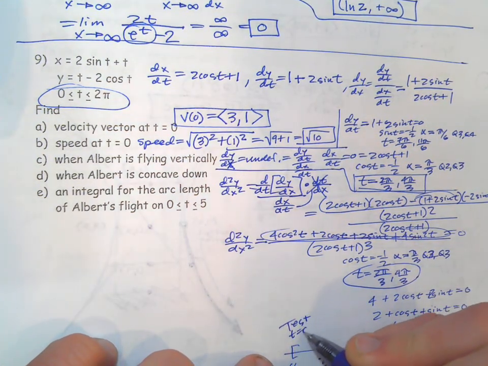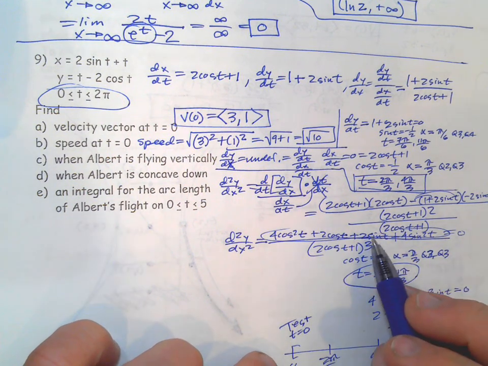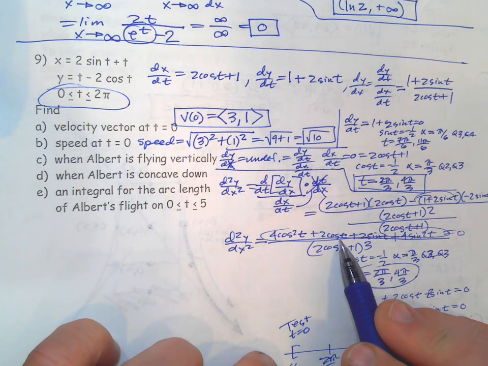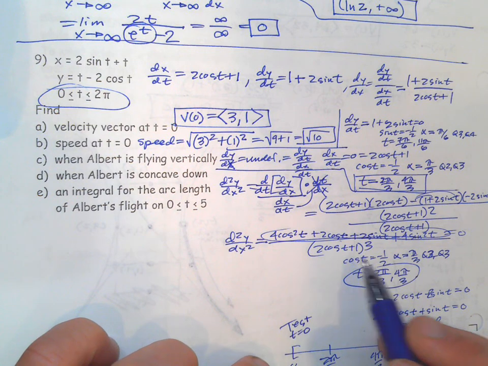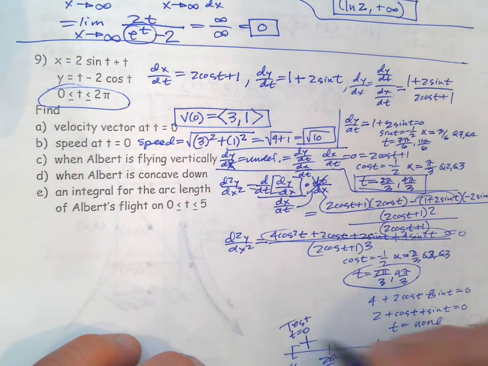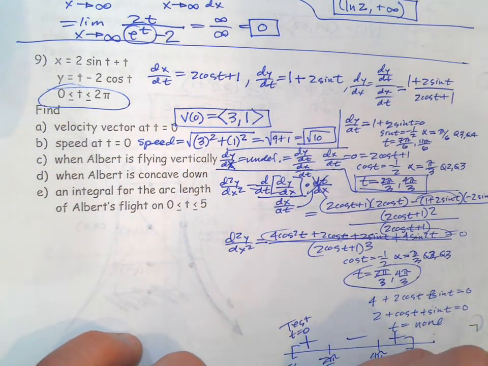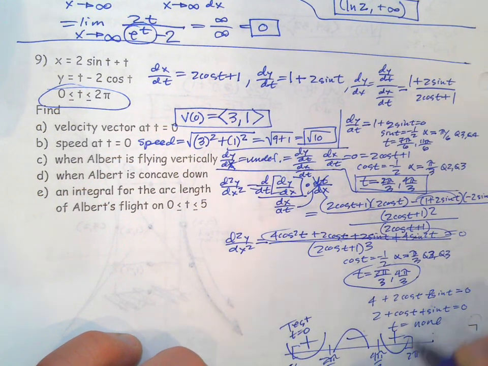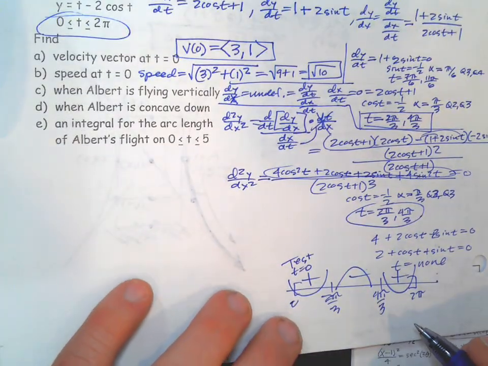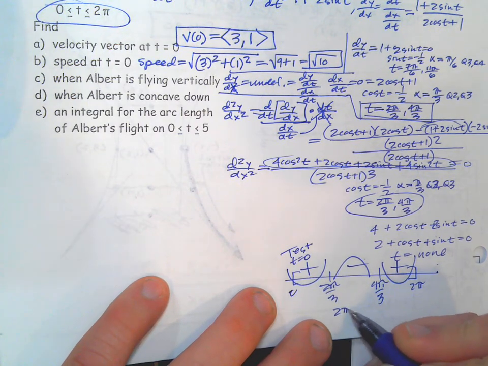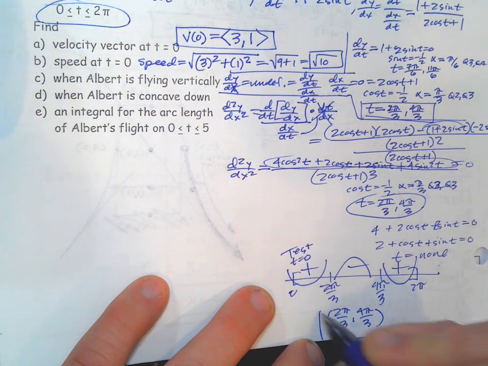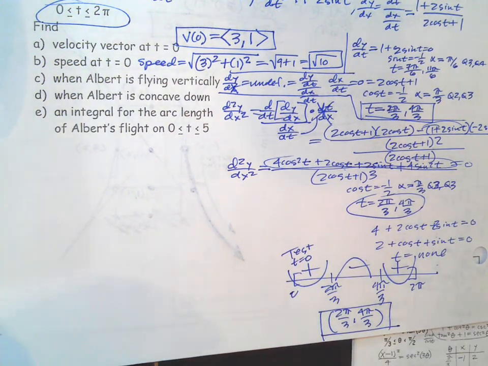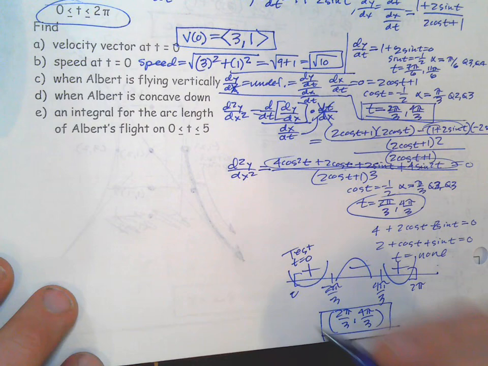Test t equals 0 into the second derivative. So that's going to be 4, that's going to be 6. Those are going to go 6 over 3 cubed, 6 over 27, which is positive, right? Positive, negative, positive. So concave up, concave down, concave up. And so we're looking for concave down specifically. So that's going to be 2 pi over 3 to 4 pi over 3. Do not include the endpoints for concavity. Increasing, decreasing, we do. So that's where it's concave down.